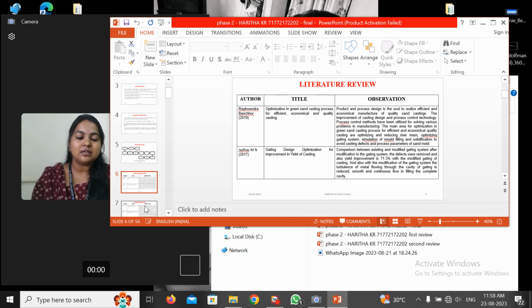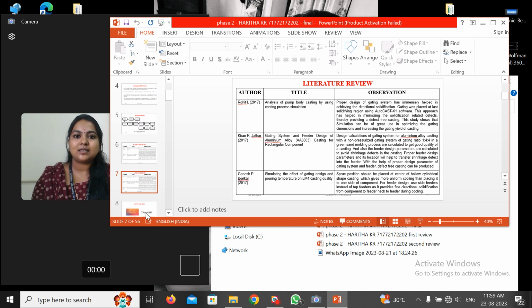And Jadav MN worked on gating design optimization with respect to yield percentage. We can compare the existing gating system and the modified gating system, and see what yield percentage is efficiently attained with respect to the directional flow of the material. Directional solidification is nothing but a variation of the speed and the flow of the metal in the same direction, so a uniform grain size develops from the mold cavity throughout the material. It will be very fine for the material to attain strength.